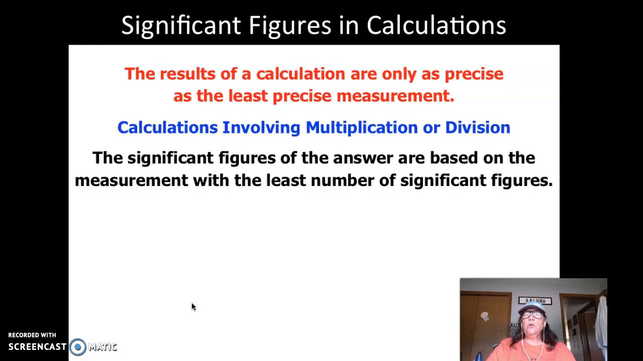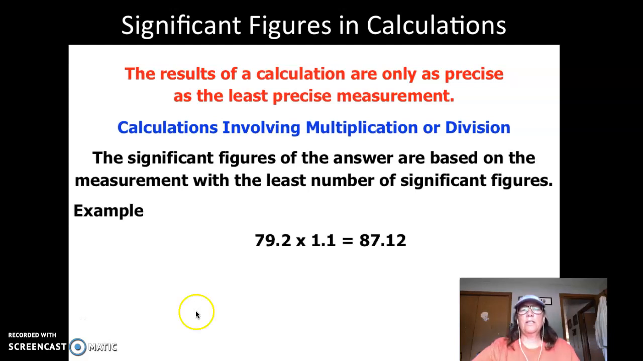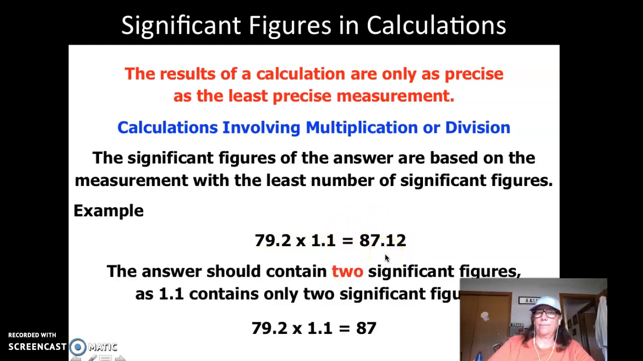When you do multiplication and division with significant figures, you look at each number and how many significant figures it has. The one that has the least is what you have to round your answer to. So if I take 79.2 times 1.1, this is what you get when you multiply them together. This has 3 significant figures, and this has 2, so my answer can only have 2. I'm going to round this to 87, because I can't have more than 2 significant figures in my answer. Even though this one has 3, this one only has 2.